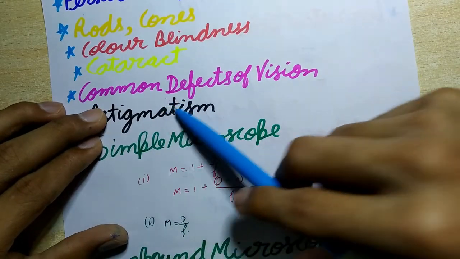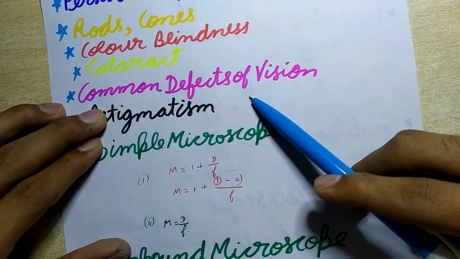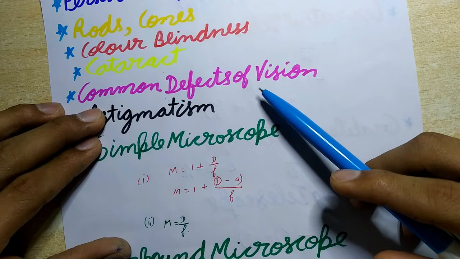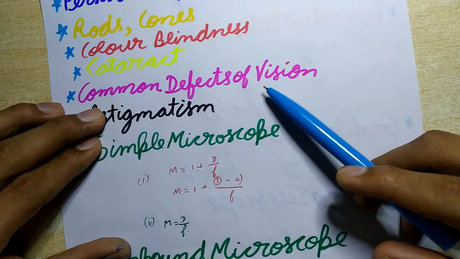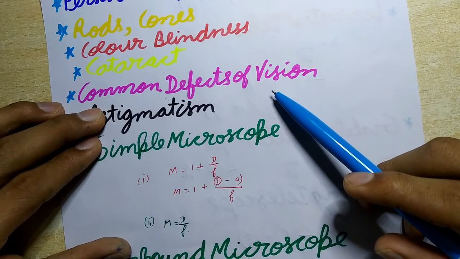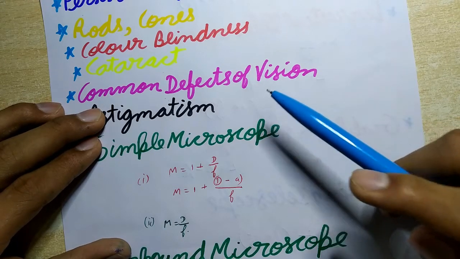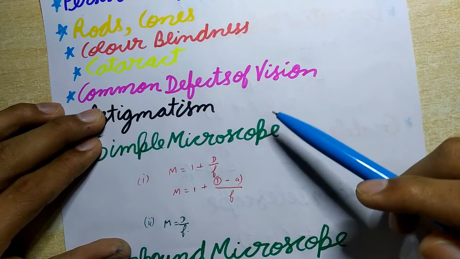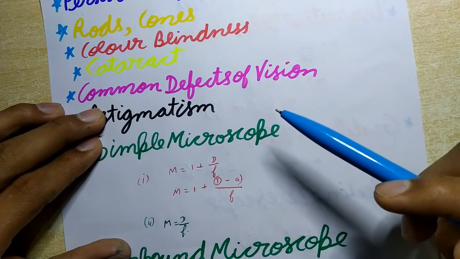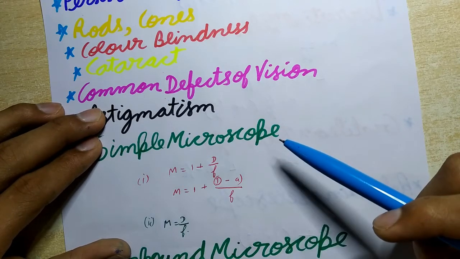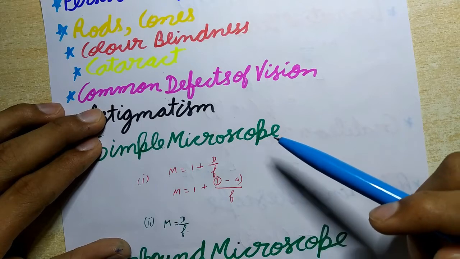Now next is common defects of vision. There are mainly 4 common defects of vision, which can be corrected by use of suitable eyeglass lenses. First is myopia or nearsightedness, second is hypermetropia or farsightedness, third is presbyopia, and last one is astigmatism.